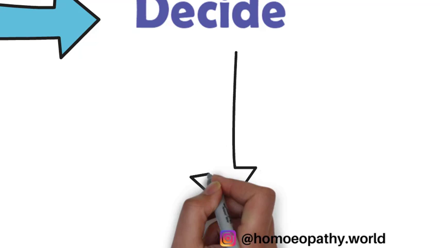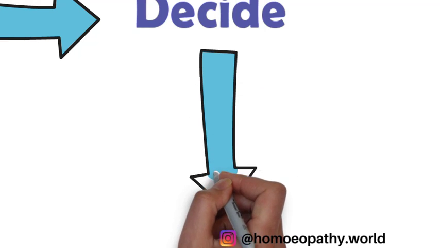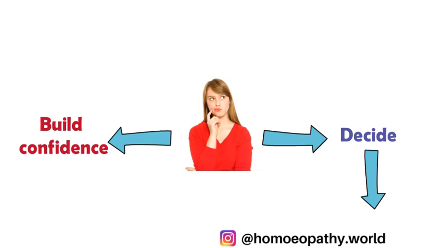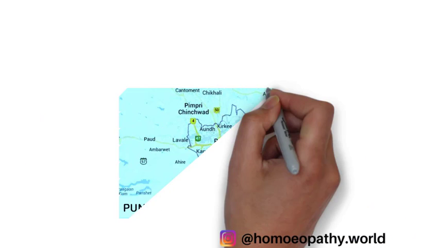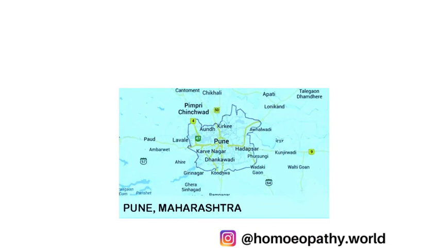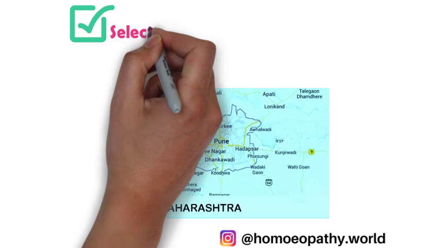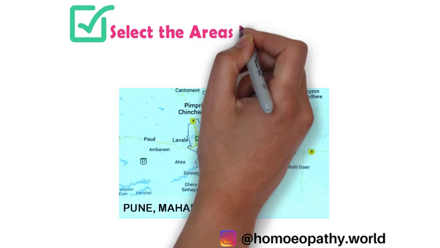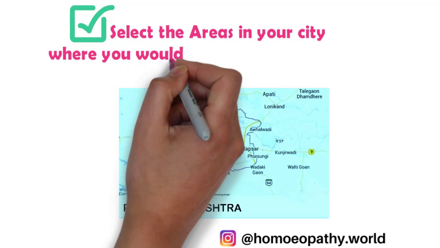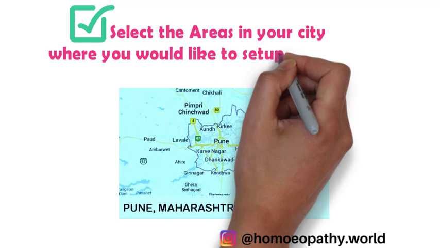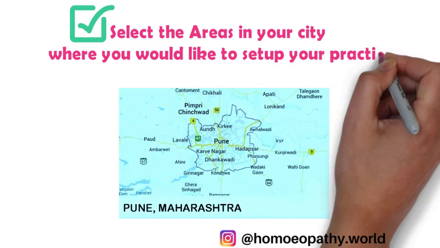So once you have decided that you want to set up a clinic, the first and primary thing is to start by selecting the area or locality where you want to practice. So for example, if I want to set up my clinic in Pune, I have to jot down areas which are comfortable for me for practice. So how do you select a particular area for your clinic? How are you going to rule out some of the areas from the entire city, Pune?